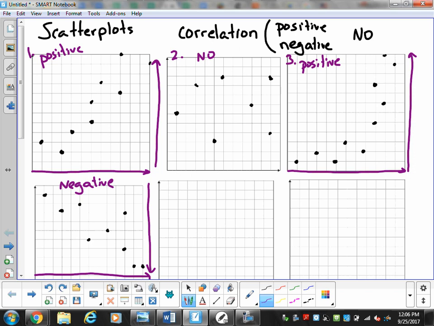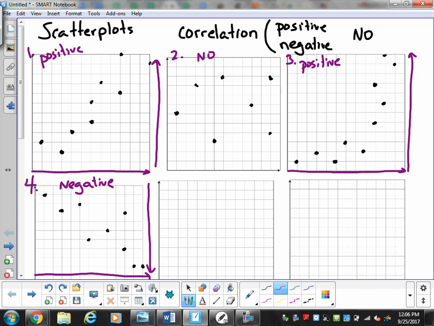So these are things you're going to need to be able to recognize. If the data, like on number 1 and number 3, if the points, the plots, the dots are moving up to the right, then it's positive. If like on number 4 down here, if the data is moving down to the right, then it's a negative correlation. And again, if it's all over the place like on number 2, there is no correlation.